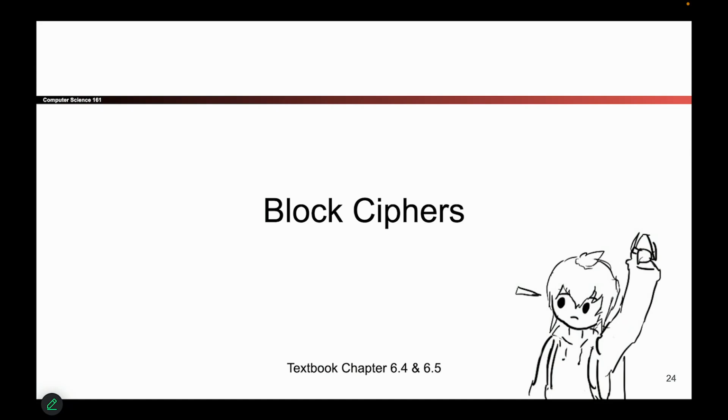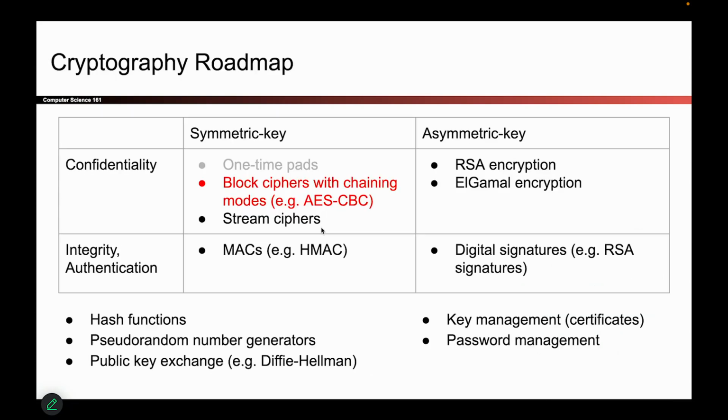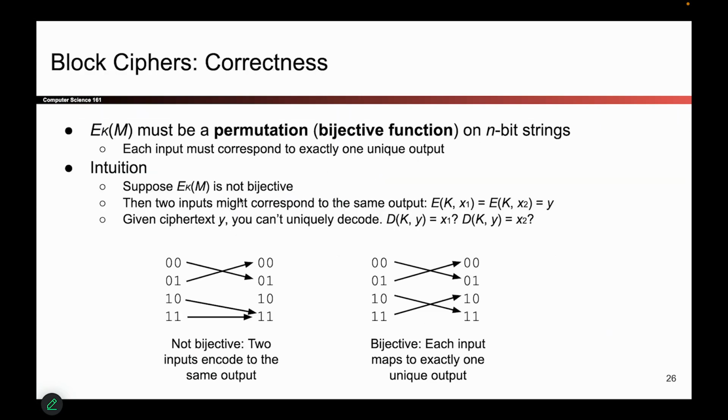OK, so at this point, we have seen one-time pads and how they work and why they are impractical. So we need to go searching for something that computers can actually implement that doesn't have the problems that one-time pads do. As a reminder, we're still in the top left square. So we're still doing symmetric key schemes that provide confidentiality. But we are throwing away one-time pads and trying something a little bit different this time.